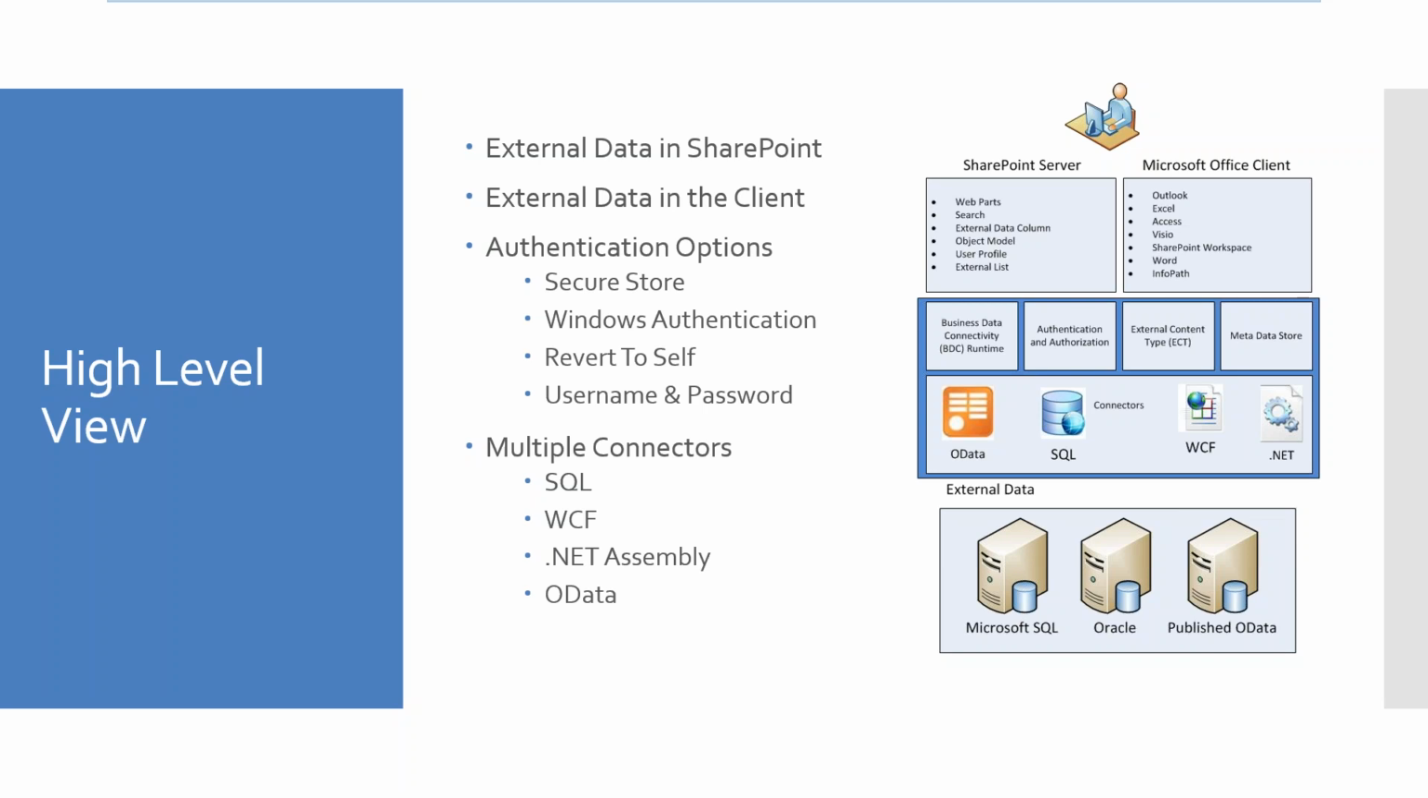Now, what we're basically going to be building, and we need to know this to understand really what BCS MetaMan is doing, is something called an external content type. An external content type basically describes the data that we're going to be connecting to. It handles all of the different properties. So the column names are all defined with their data types, and we've got some methods that will allow us to get at the data as well.